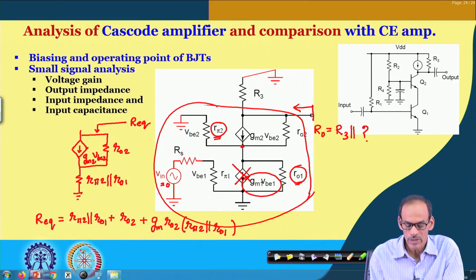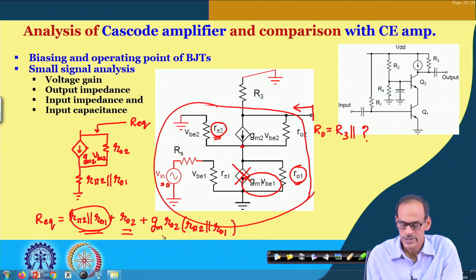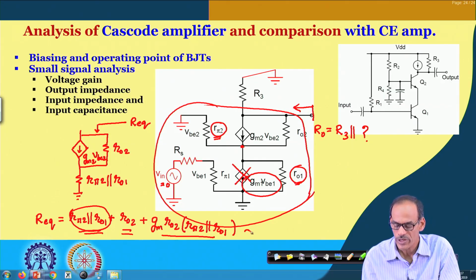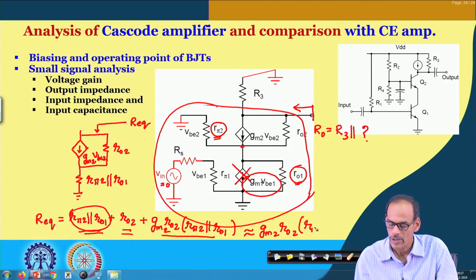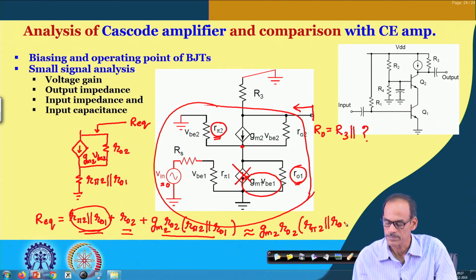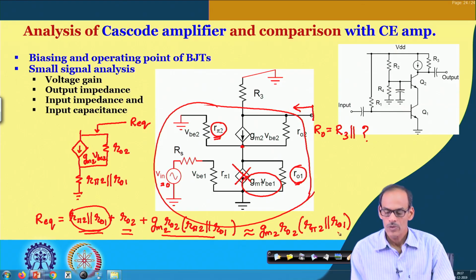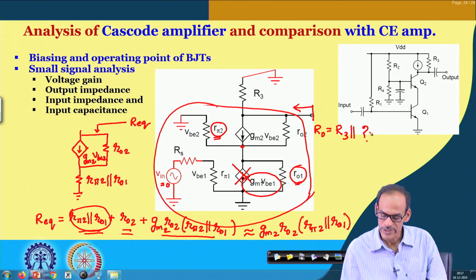In fact, if you see here, compared to this part and this part, this is quite high. So, we can approximate that this is G m2 multiplied by R O2 multiplied by R pi 2 in parallel with R O1, which means that the output resistance coming here is quite big, and its expression is given here.